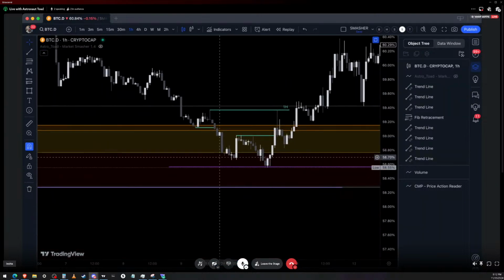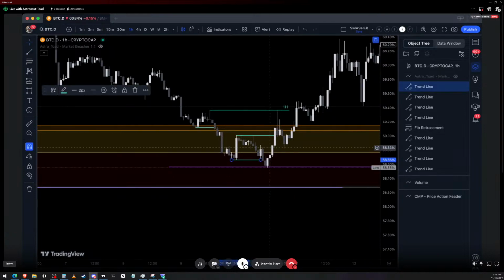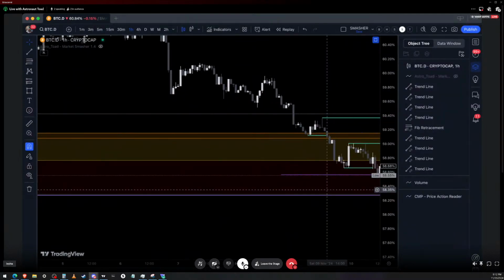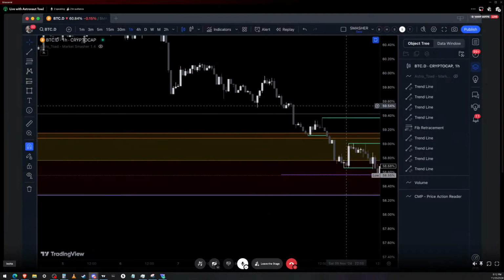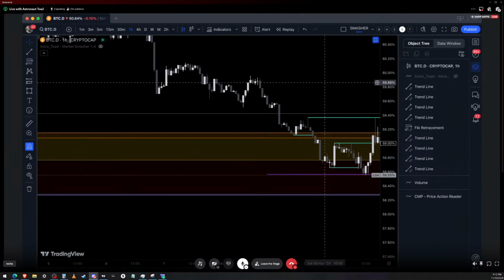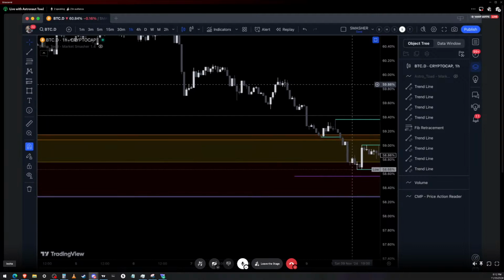Then here's where it gets interesting. This low gets broken again. If I'm looking at the chart like this, what do I expect? I should expect it to keep going down because it's bam, bam, bam, just breaking these lows. As soon as this high gets broken, and here's another thing.